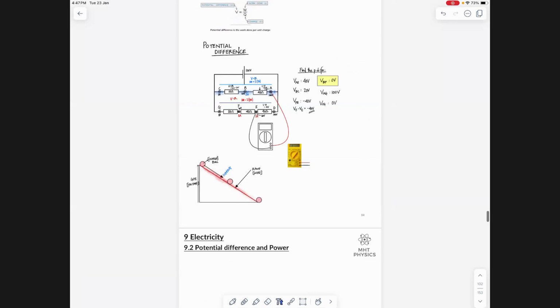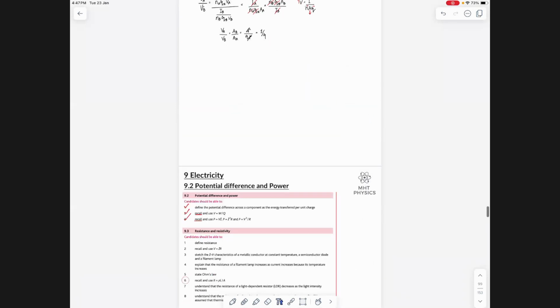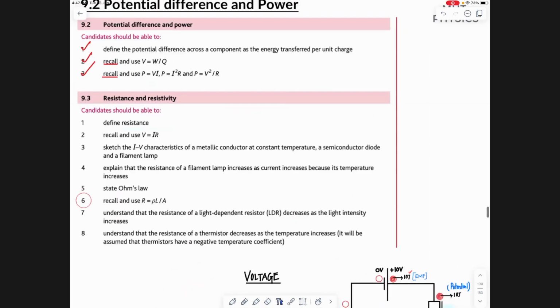So I'll first quickly go back to the list and tick off the stuff done, because the main part of resistance is mostly finished. So define resistance. I'll write this down later. V equals IR formula. IV characteristic of an ohmic conductor, semiconducting diode, and a filament lamp. We have done that. Explain that the resistance of a filament increases as current increases with temperature. We have done that. Ohm's law, let's see.